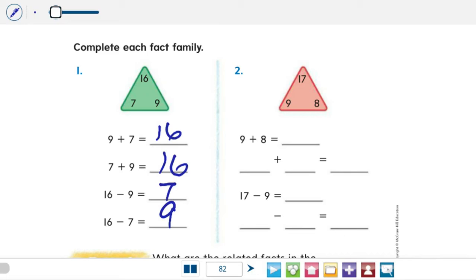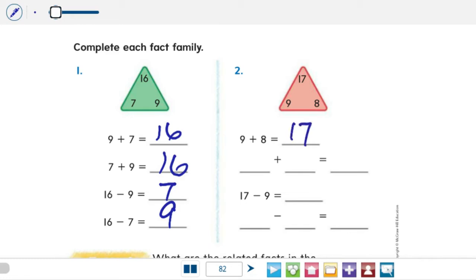All right. Well, let's take a look at number 2. Number 2 is going to try to trick us a little bit. So let's go slow together. All right. So let's look at our first one. We're adding 9 plus 8. So I have 9, and then I'm going to add 8 to it. Well, when I do that, 9 plus 8, I haven't used my 17. So 17 will be my answer here.